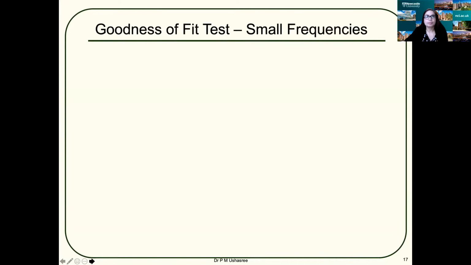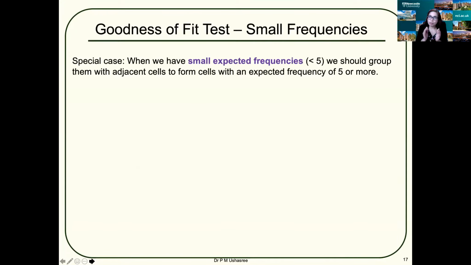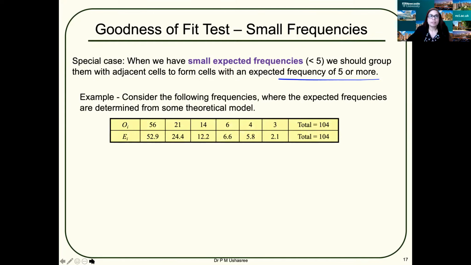Okay. For small frequencies, what do you do? That's a special case. When we have a small expected frequency that is less than 5, we should group it with adjacent cells to form cells with expected frequencies of 5 or more. I'll show you an example here. For example, consider the following frequencies where the expected frequencies are determined from some theoretical model. It's just an example for you to see.